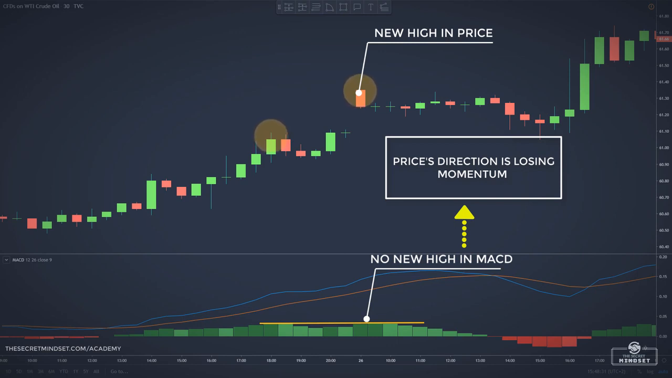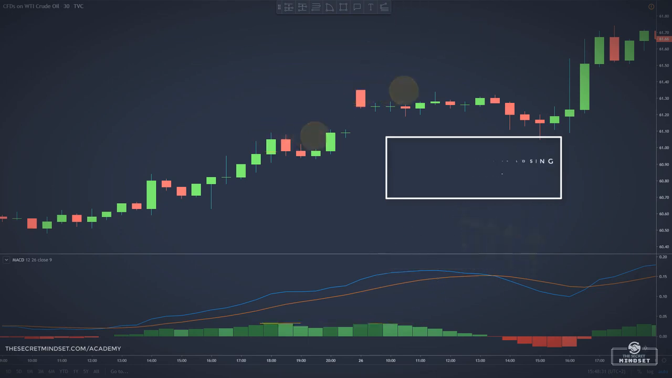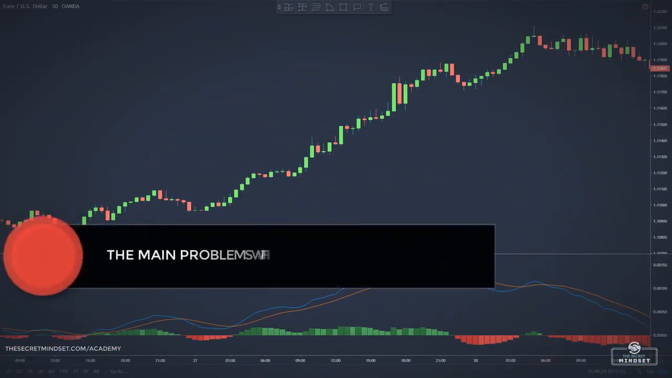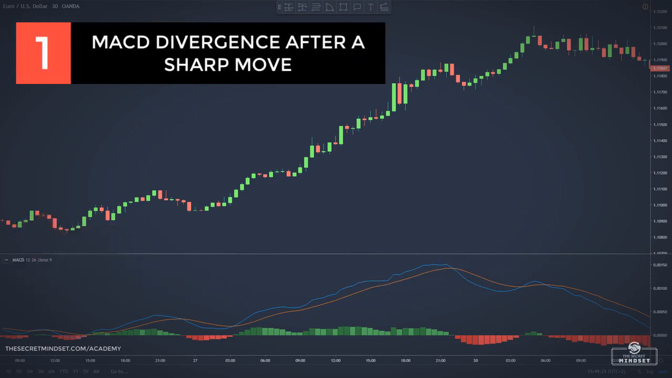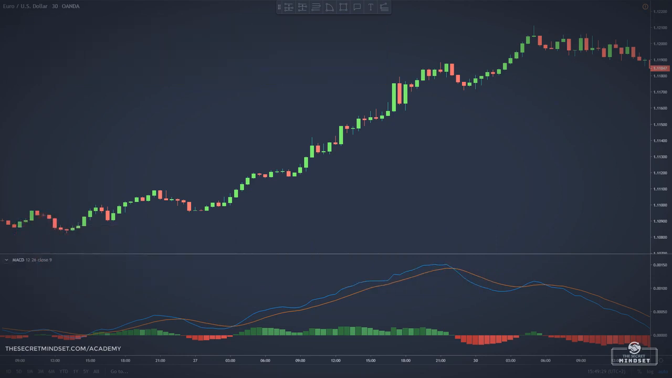While you don't need to understand the math that underlies the calculation of the MACD, by understanding more about how the MACD indicator works, you'll be better positioned to avoid getting fooled by its false signals or lack of signals, such as when the price turns, but the MACD doesn't provide any warning. So let's discuss the main issues with the MACD divergence. First, MACD divergence after a sharp move. Monitoring the MACD indicator in relation to the price action reveals a few problems which could affect traders who rely on the MACD divergence tool.